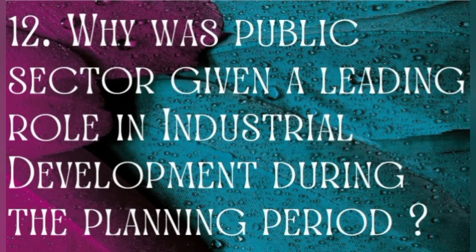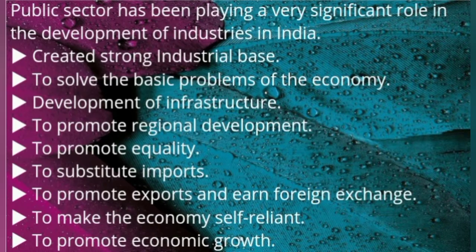Why was public sector given a leading role in industrial development during the planning period? Answer. Public sector has been playing a very significant role in the development of industries in India. They created a strong industrial base to solve the basic problems of the economy, develop infrastructure, promote regional development, promote equality, substitute imports, promote exports and foreign exchange, make the economy self-reliant, promote economic growth, and achieve all the goals of the economy.